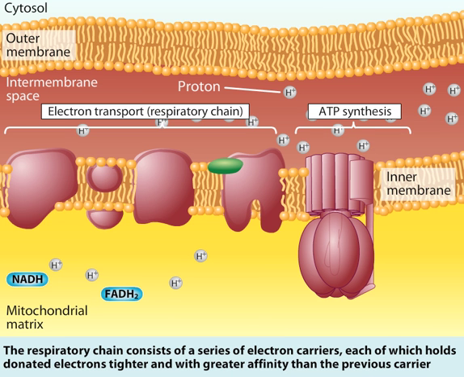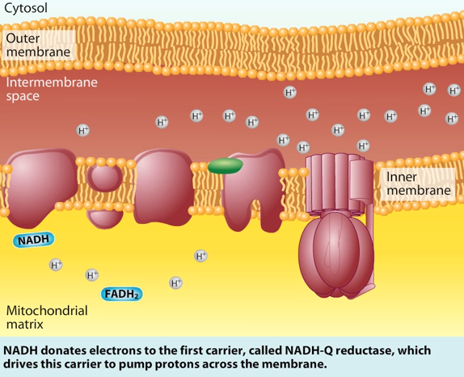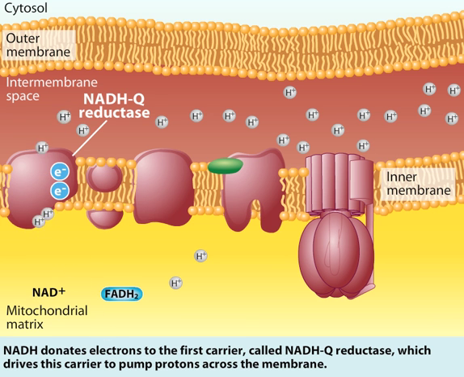The respiratory chain consists of a series of electron carriers, each of which holds donated electrons tighter and with greater affinity than the previous carrier in the chain. NADH donates electrons to the first carrier, called NADH-Q reductase, which drives this carrier to pump protons across the membrane.